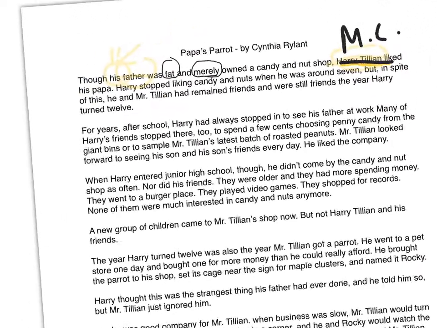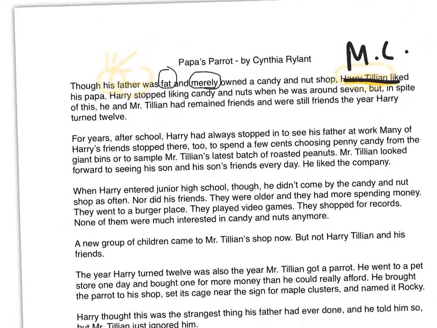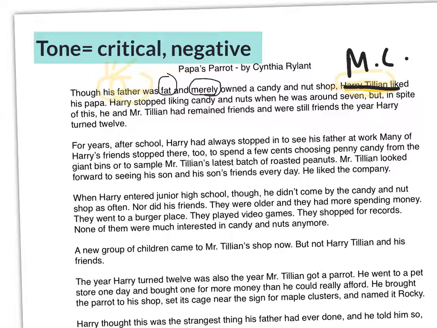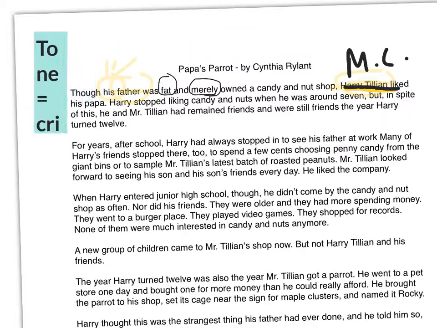So when I see those two words, I see there's a tone, and I can write that on the side of my paper, that the tone, T-O-N-E, the tone is critical or negative. And I'm going to move that over to the side margin. I know it looks super weird there. So the tone is critical or negative.